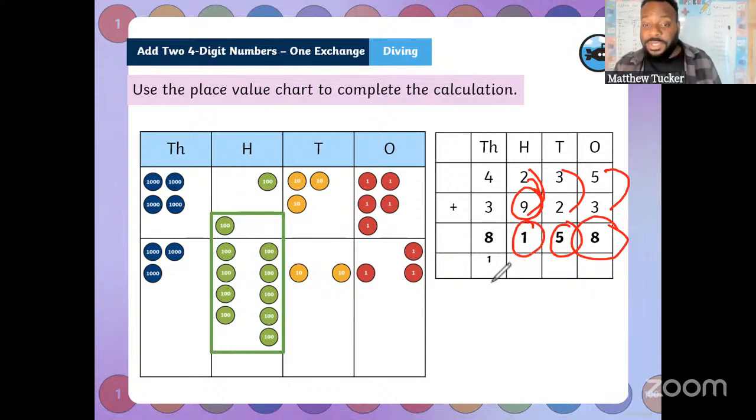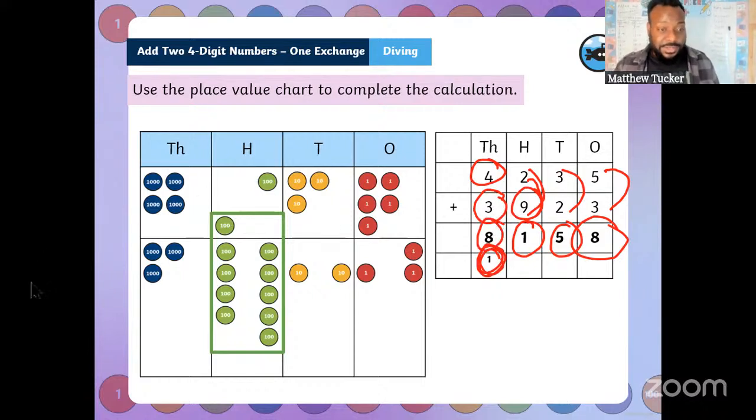So this one will go here, and the 10 that moves across, which is actually 1,000 in disguise, becomes part of the next place value. So we got 4,000, and we're going to add 3,000 to it. And then don't forget the 1 over here that we've cut across. That's where the 8 comes from.